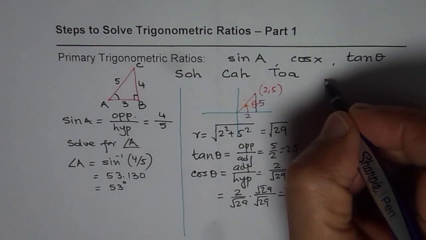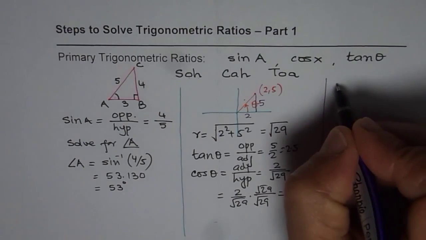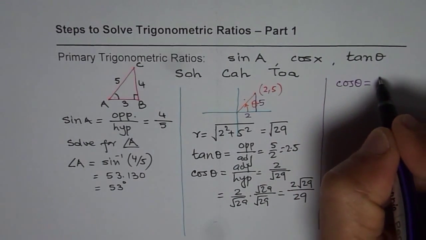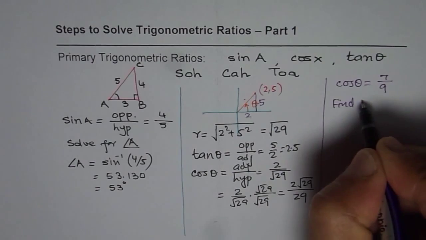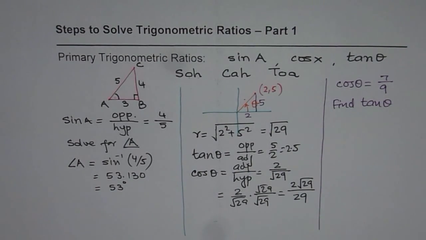At times we may have a different kind of problem altogether, where we are given one trigonometric ratio and you need to find the other. For example, if I am given that cos theta is equal to, let us say, 7 over 9, and the question is find tan theta. That is another type of question which you can come across.